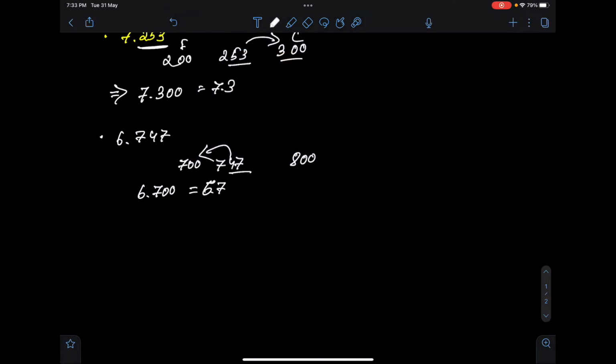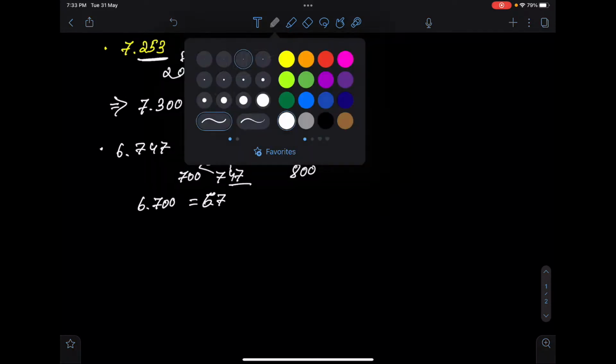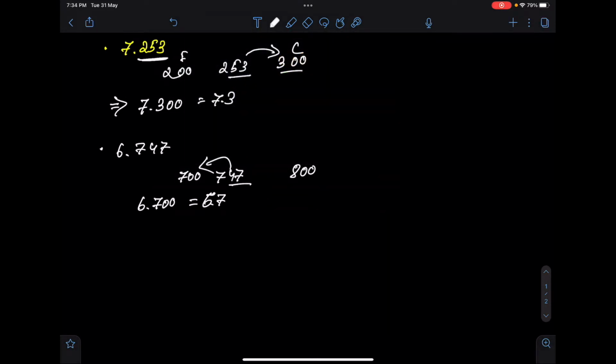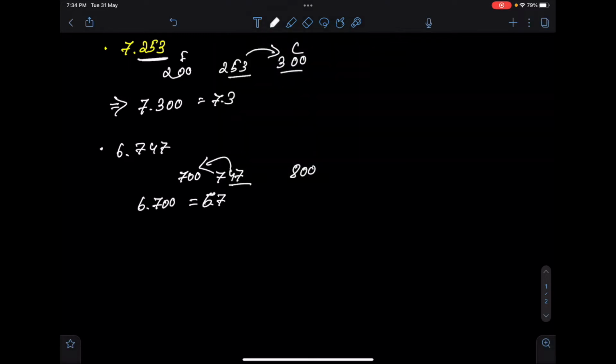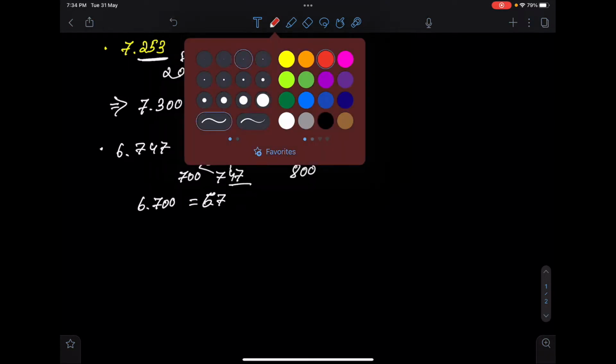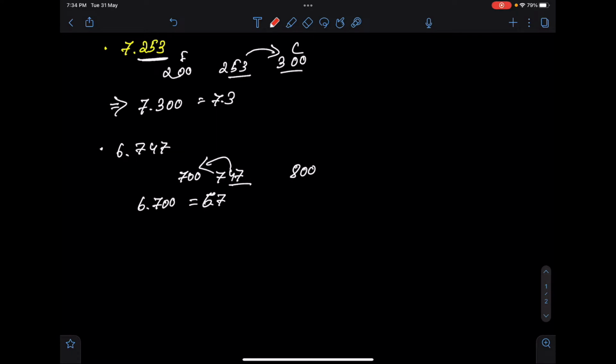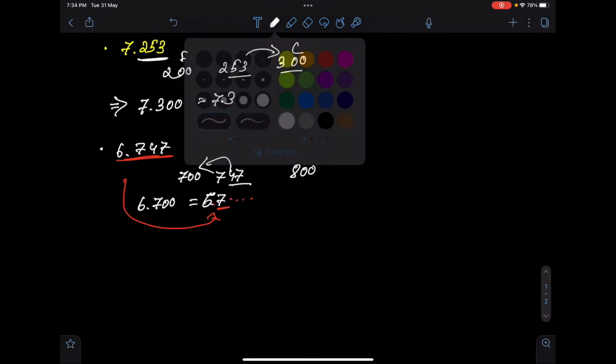Okay, this is one type. The other type is, this time we'll be making it somewhat like this. Here we are completely eliminating anything that is after the first decimal point, as you can see here. In the question it was given 6.747 and the answer we get is 6.7. So there's nothing after the first point mark. This part is completely empty.